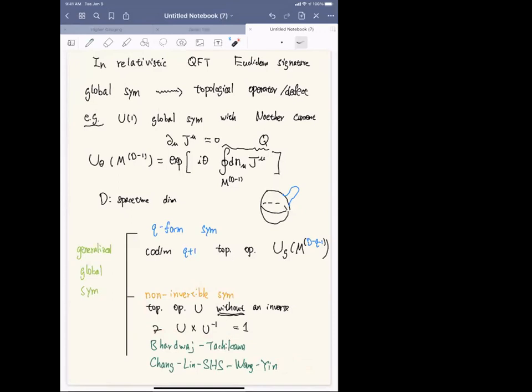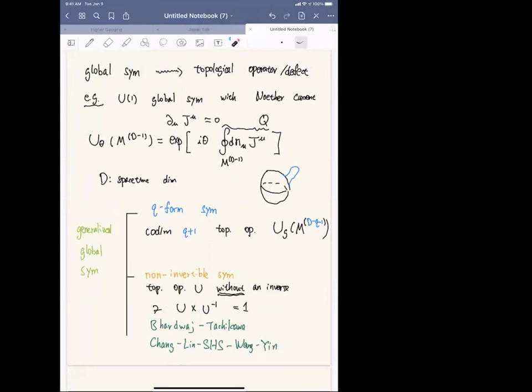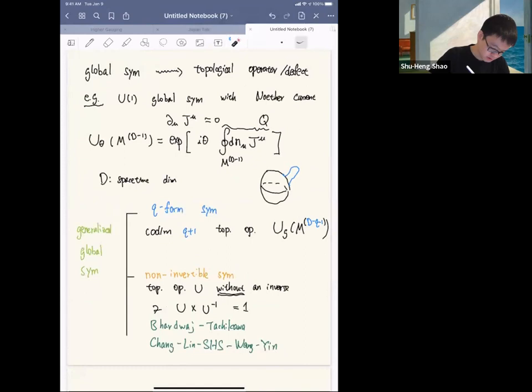Yes. So when you're saying that it doesn't have an inverse, suppose you have this U theta, and instead of i theta, you have minus i theta. Wouldn't that act as the inverse? Oh, that's right. Sorry, I should have separated these two discussions more. This is for the U(1) global symmetry. Here I'm talking about some generalized version of the ordinary symmetry. And precisely for the non-invertible symmetry, it's not labeled by a group. So you see, I didn't write any subscript here.